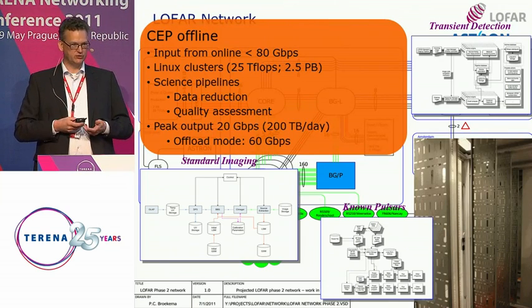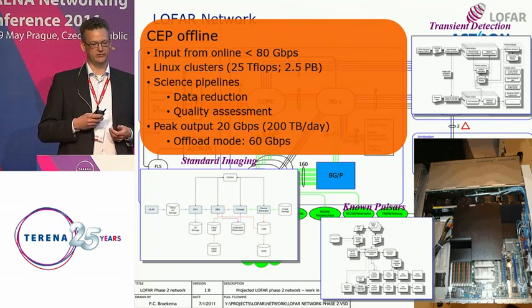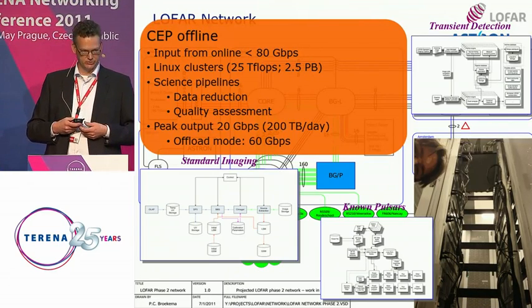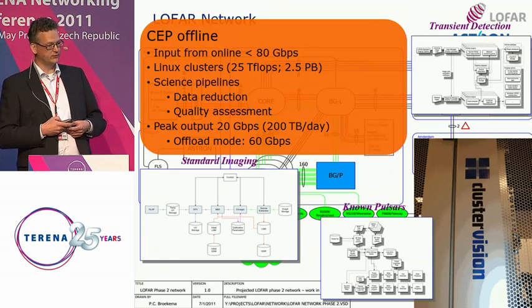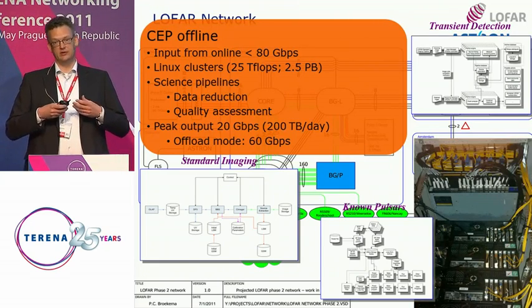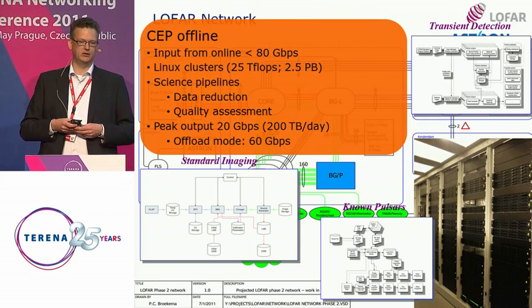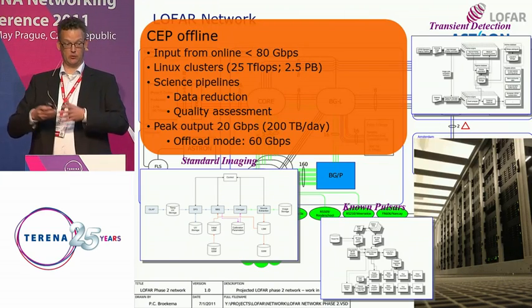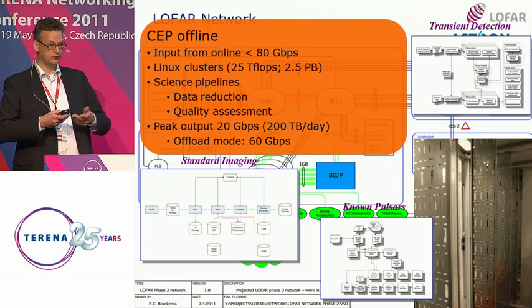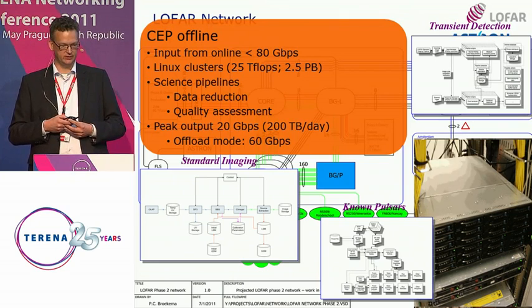The data is there. It's still way too much to store for long term. So we need to analyze it, reduce it in volume further. And for that we have science pipelines running on our own Linux cluster, which is also in Groningen. Total capacity of that is about 25 teraflops. And those science pipelines will, again, reduce data, filter out all the uninteresting data, if you like, flag the bad data, do the quality assessment to check which data we want to store for longer term. Peak output of the system as a whole to the long-term storage is expected to be 20 gigabit per second, still 200 terabytes a day.